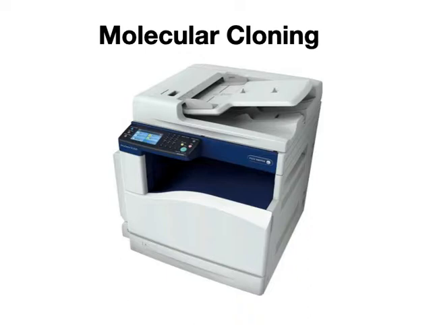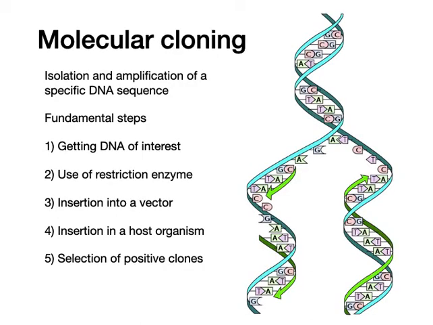Just like what you see on the first slide, we can compare molecular cloning to a photocopying machine. So we put a piece of paper in the machine with the intent to make many copies of it. And this is basically how molecular cloning works. In a nutshell, molecular cloning is the isolation and amplification of a specific DNA sequence and has 5 fundamental steps.